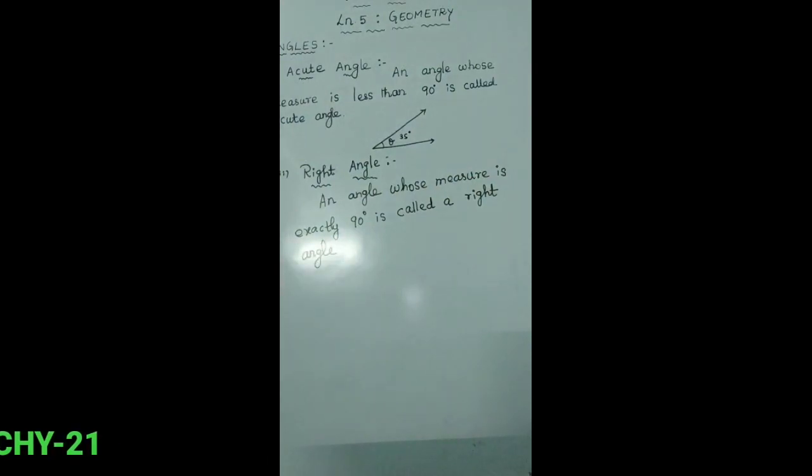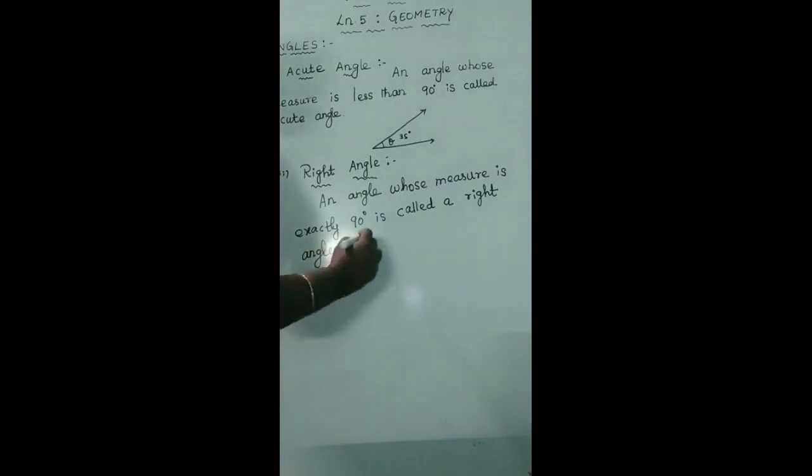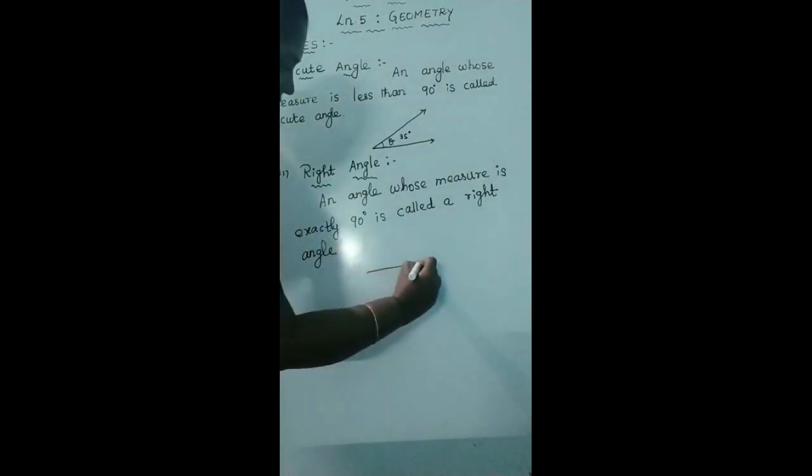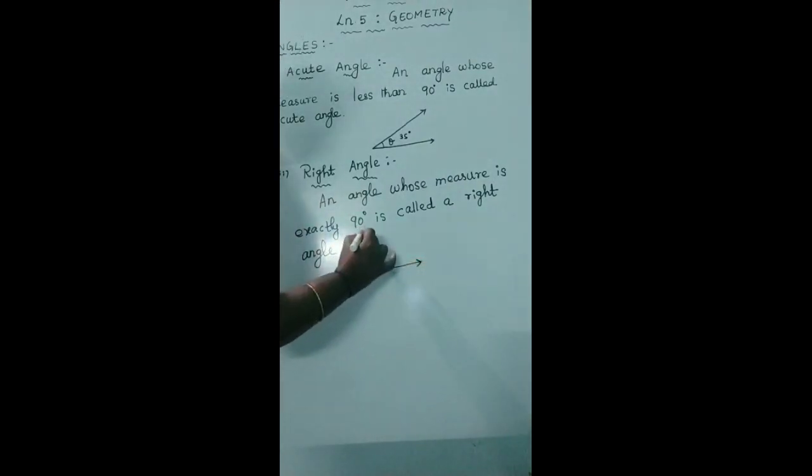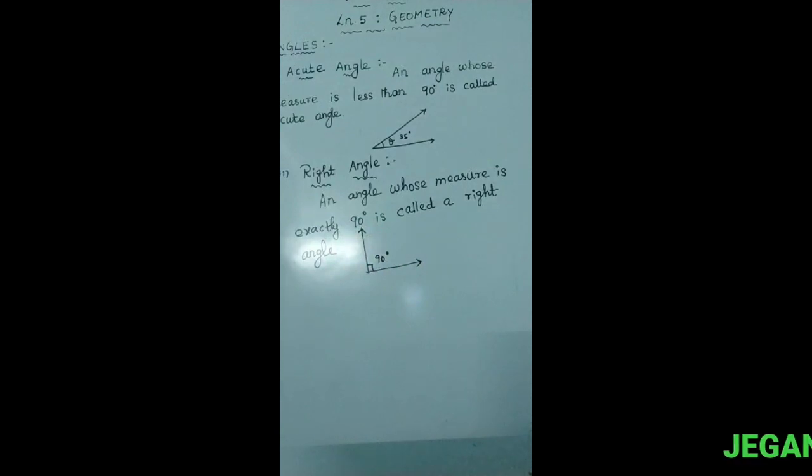So exactly 90 degrees. This type of angle is called the right angle. So how to draw the right angle? This is one line, and another line is perpendicular to this line. This is also called the 90 degrees. So the second one is right angle.